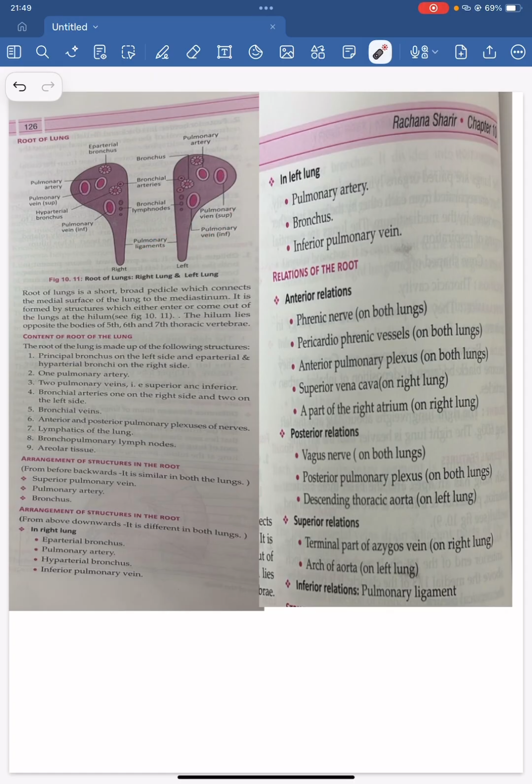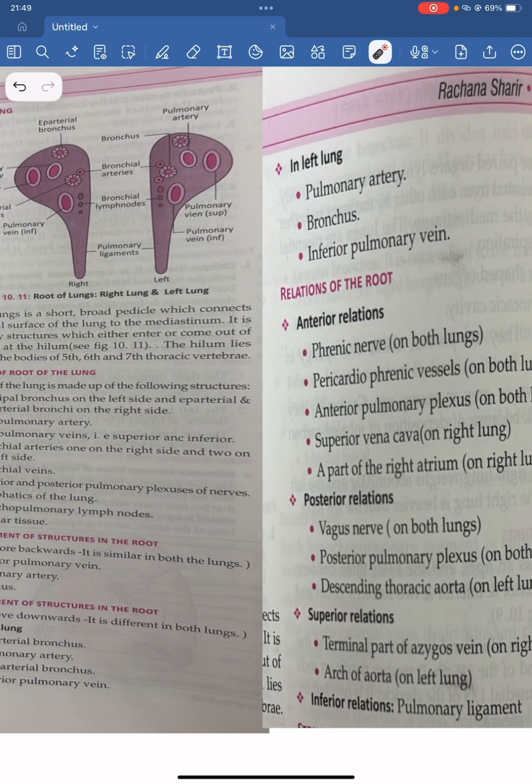So what are the main specifics in the right lung and left lung? In the right lung, remember that the eparterial bronchus and the pulmonary artery are above, one pulmonary artery, and the hyparterial bronchus is below. The inferior pulmonary vein and superior pulmonary vein, there will be two. In the left lung, you can see the pulmonary artery above, the bronchus here, and the inferior pulmonary vein here.